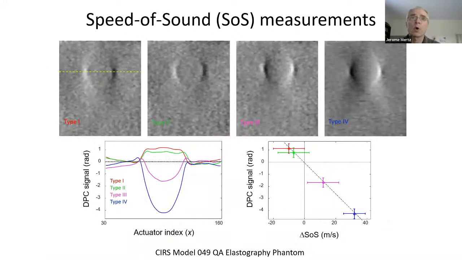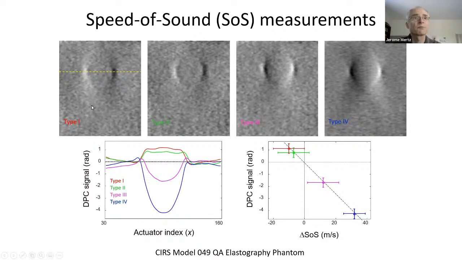You can start thinking about being quantitative with this. So here's an example of inclusions that have different speeds of sound relative to the background. The two on the left are lower speeds of sound than the background. The two on the right are higher speeds of sound than the background. And you can see that there's an inversion in phase contrast, as you would expect.